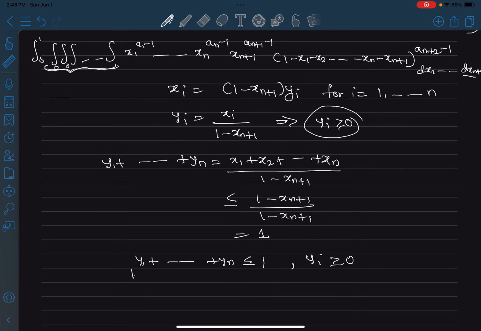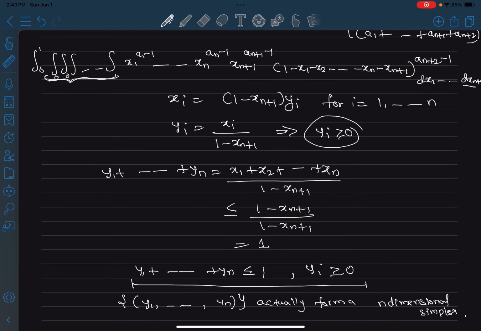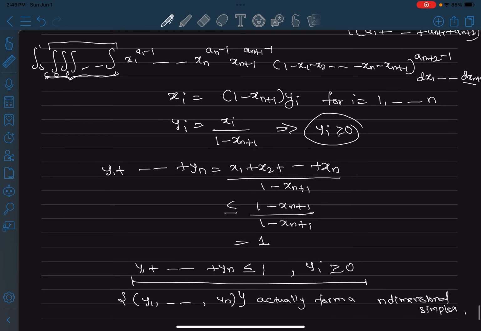Since this criteria is satisfied, we can infer that this set of coordinates y1 up to yn forms an n-dimensional simplex. Now it will be easier for us, because all this integral will now be over an n-dimensional simplex, from y1 to yn. So now let's try to find the Jacobian first before we transform the integrals.